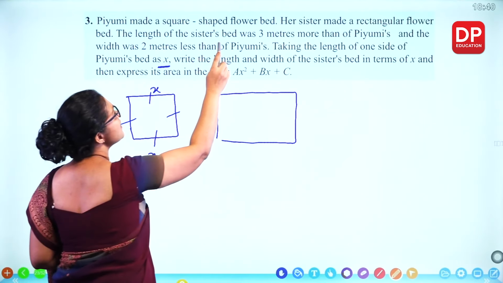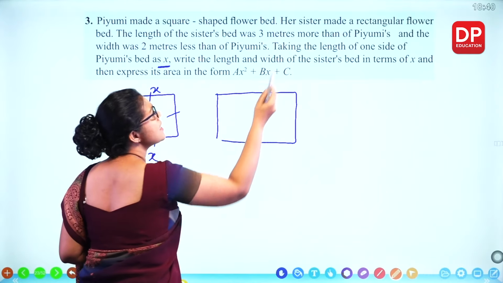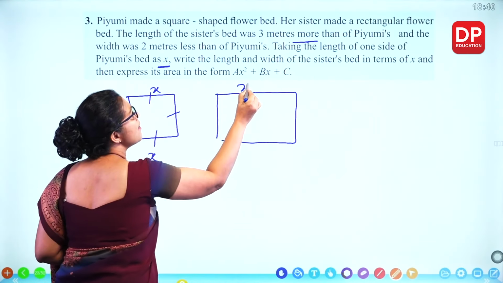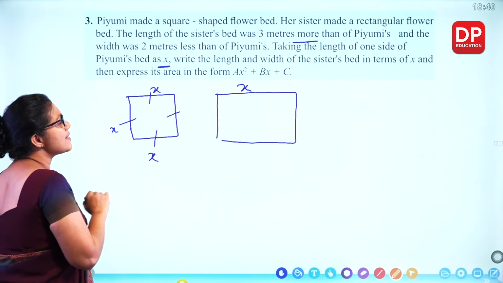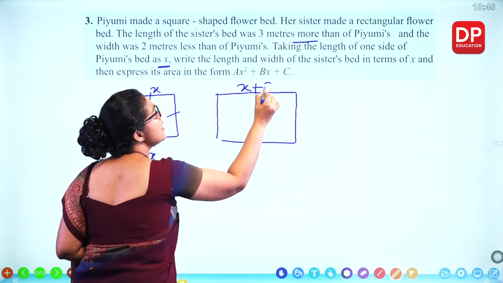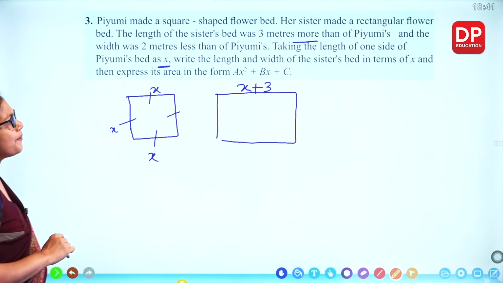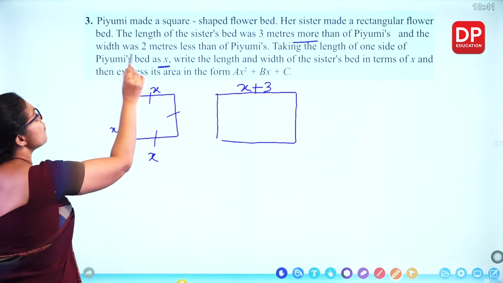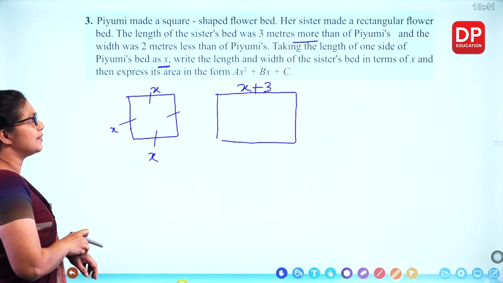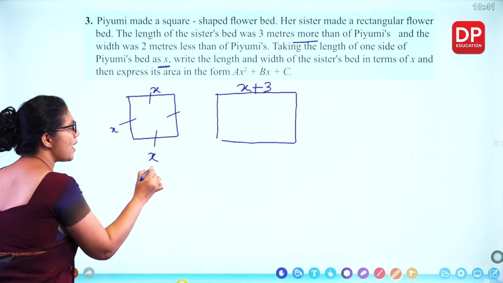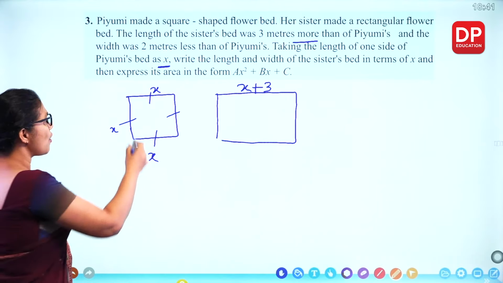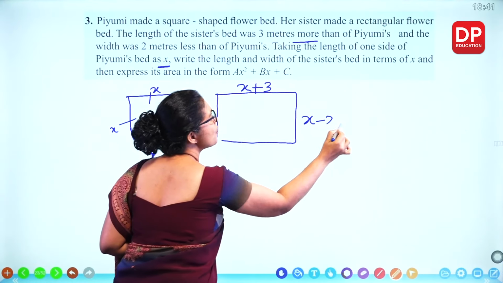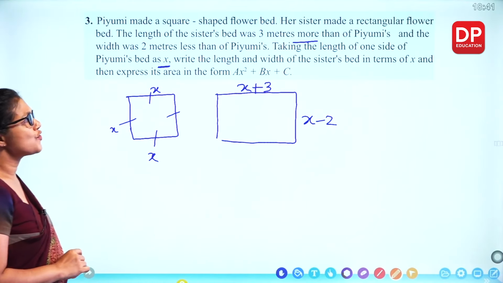The length of the sister's bed was 3 meters more. So what does more mean? If Pumi's is x, this should be plus 3. And what about the breadth? It says the width was 2 meters less. So this is Pumi's one. So x is the breadth of this. It's 2 meters less. So you can write x minus 2.